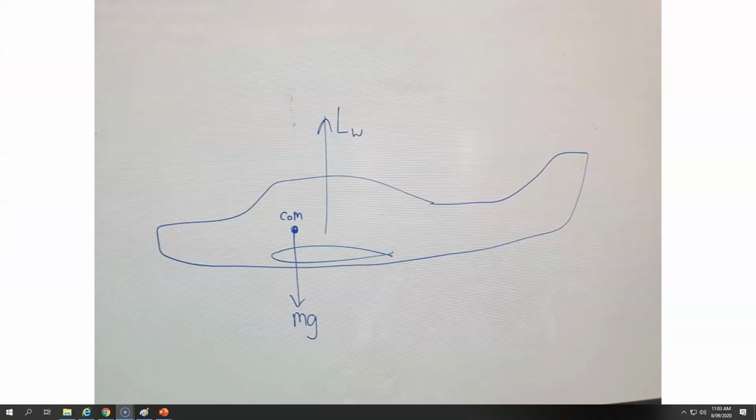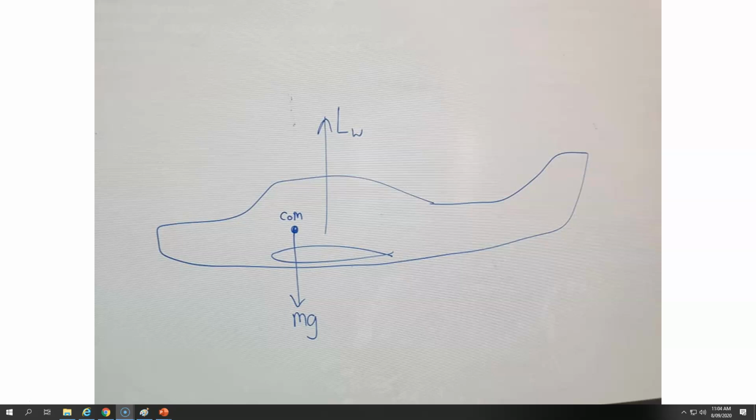To start off with, I think a really good example that illustrates this point is a plane. We have here the center of mass, and then here we have the weight, mass times gravity, mg, and we have the lift that is generated on the wing. Now that looks great. If we sum the forces vertically, it makes sense that these two forces balance each other out.